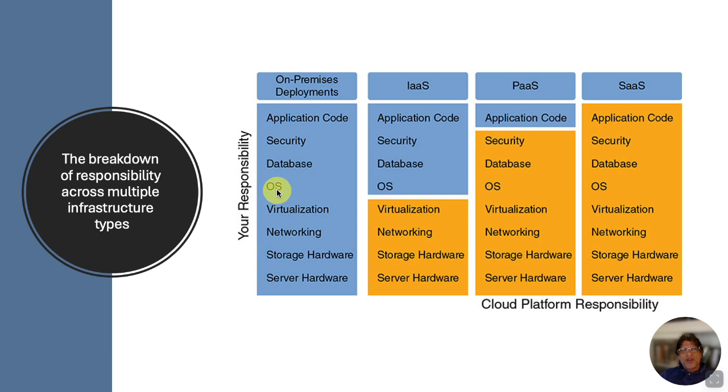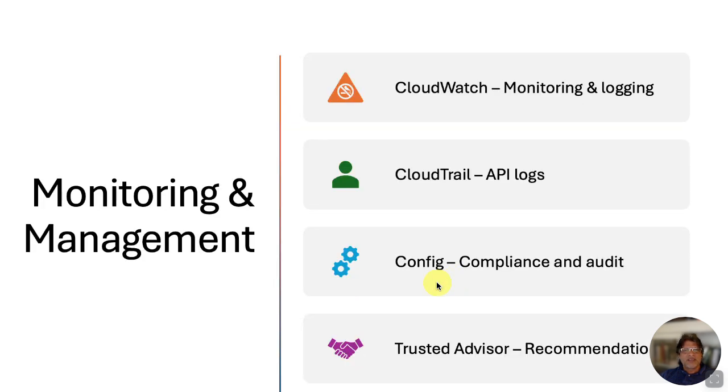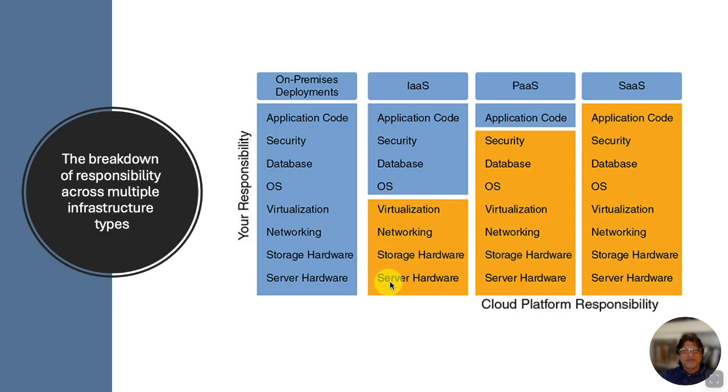Now, in the cloud platform, you can decide to choose 3 different options. The most common you'll find is IaaS, infrastructure as a service, in which the cloud provider, in this case AWS, will give you the server hardware and the storage hardware. They'll take care of the networking and the virtualization piece. So now you can use their infrastructure to build your operating system.